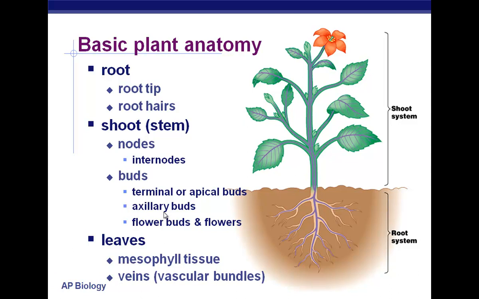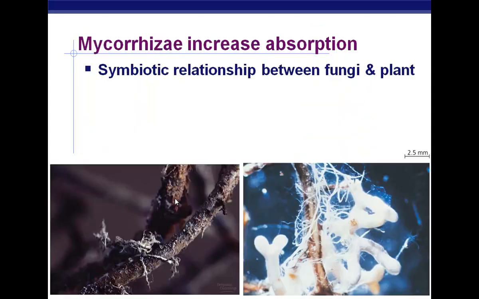We saw the veins in the monocot versus dicot. Which ones had the branching veins? Dicot, good. And monocots had the parallel running veins. Another way we can tell between those two different classifications of angiosperms.